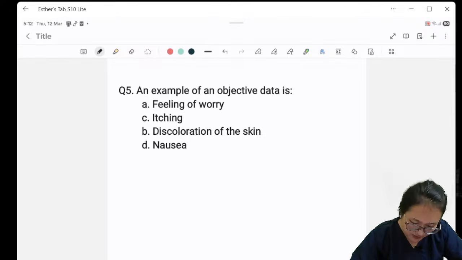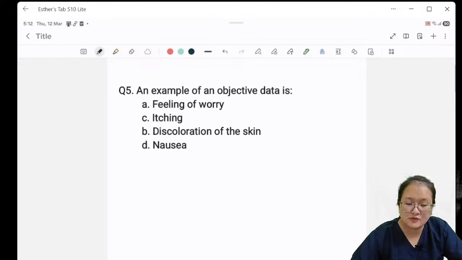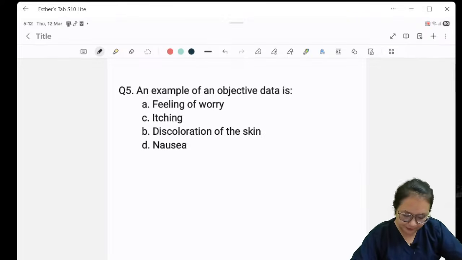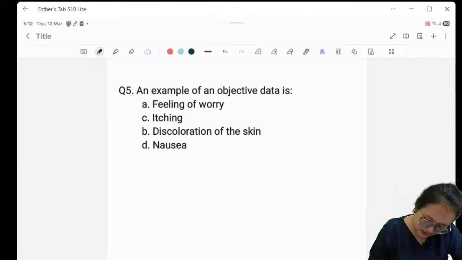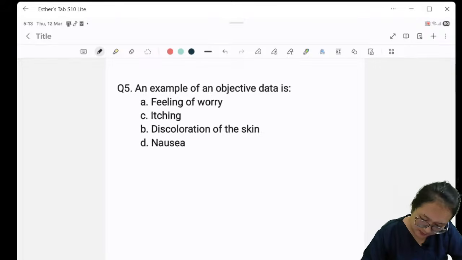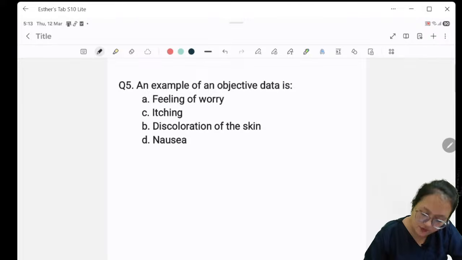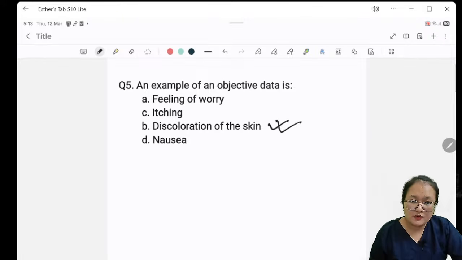So going to A, let's see what will be the answer. A is feeling of worry. Then we have C, itching. Then we have discoloration of the skin and nausea. So seeing this, feeling of worry is a feeling of a patient, right? Then itching, these are only symptoms, and discoloration of the skin can be measurable, right? And nausea is also an example of a feeling. So the right answer for this question will be number B, discoloration of the skin. Okay, objective data.